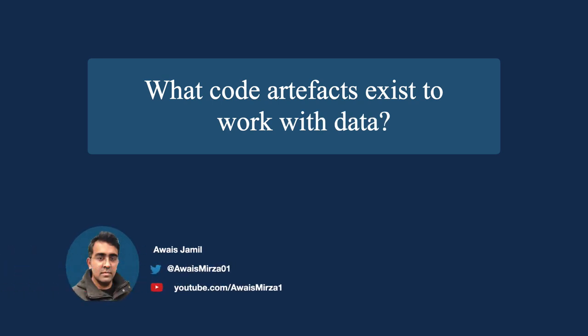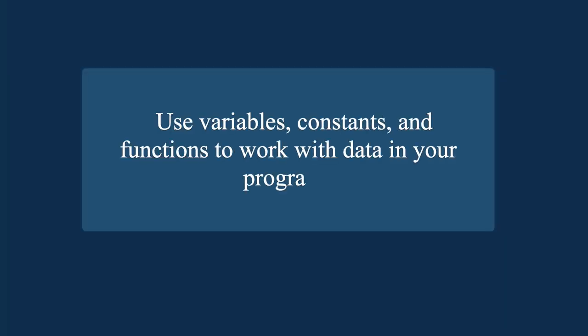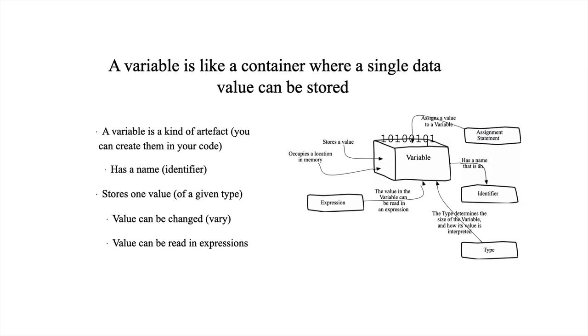So next question is, what code artifact exists to work with data? We have variables, constants, and functions to work with data in your program. So let's understand what is a variable. A variable is like a container where a single data value can be stored. A variable is a kind of artifact that you can create on your own in your program. It has a name called identifier. It can store one value of a given type. A value can be changed. Value can be an expression as well.